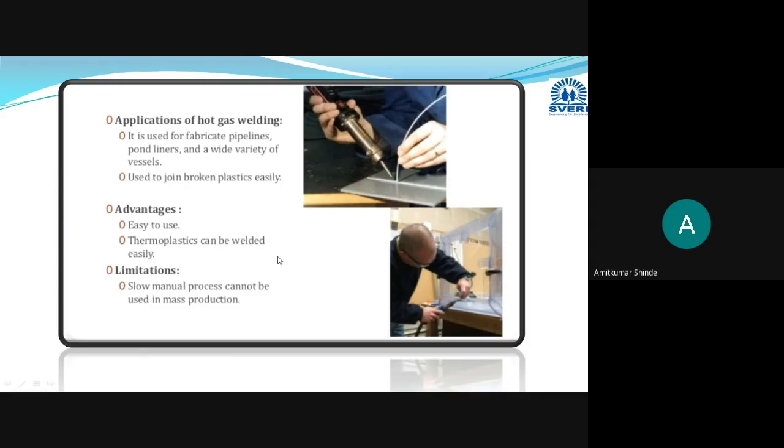And where is it used? Broken plastic materials or parts can be joined. It can be used for materials such as polyethylenes, nylons, and polyformaldehydes. For joining different parts of these materials, nylons and polyethylenes, we use hot gas welding.